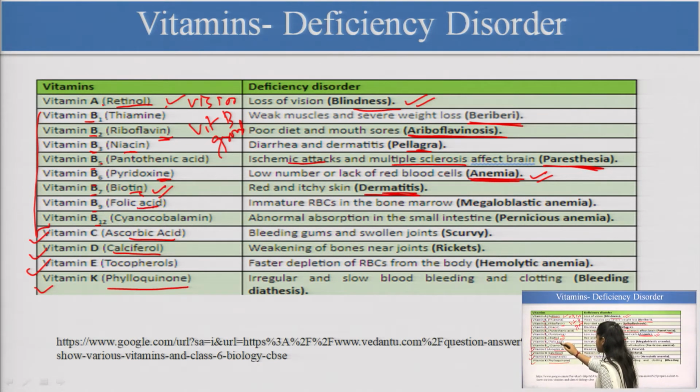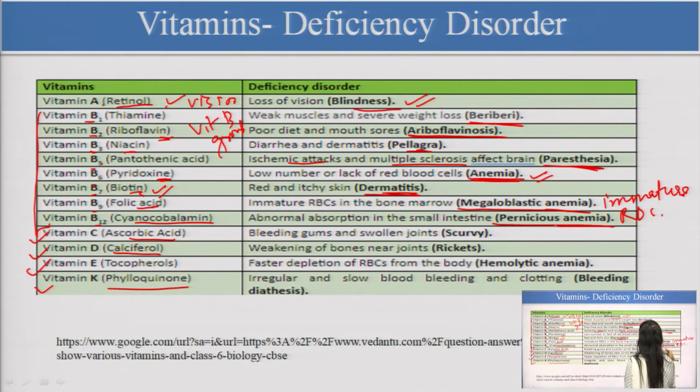Then folic acid, which is very essential. Its deficiency causes megaloblastic anemia, where immature RBCs will form. Similarly vitamin B12, cyanocobalamin, its deficiency causes pernicious anemia. There are many formulations we provide according to the requirements of the patients. Then vitamin C, ascorbic acid, its deficiency causes scurvy. Similarly vitamin D, calciferol, is essential for the growth of bone. Its deficiency leads to weakening of the bones, which is called rickets.